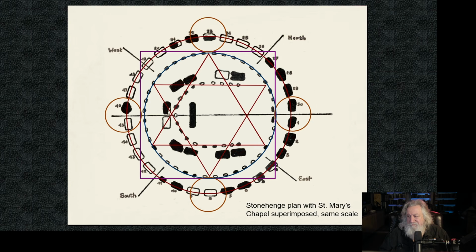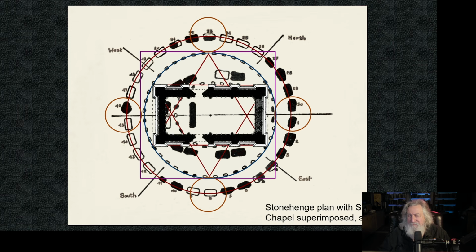Now, do we call that a coincidence? Well, obviously it has to be a coincidence, right? Because we assume that there's no connection between the builders of St. Mary's Chapel in the 1100s, I'm pretty sure it was in the 1100s or early 1200s, and the ground plan of Stonehenge, right?